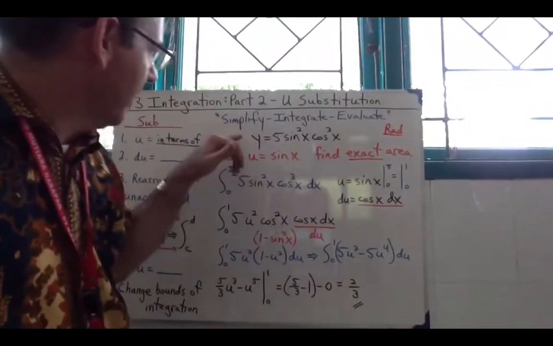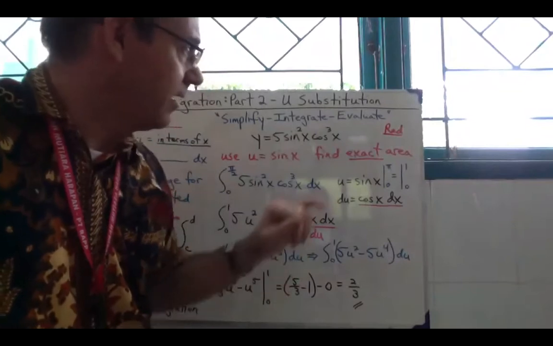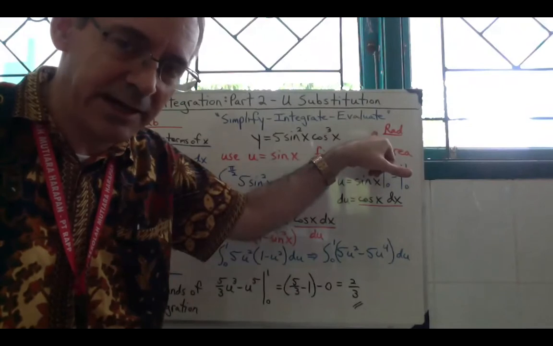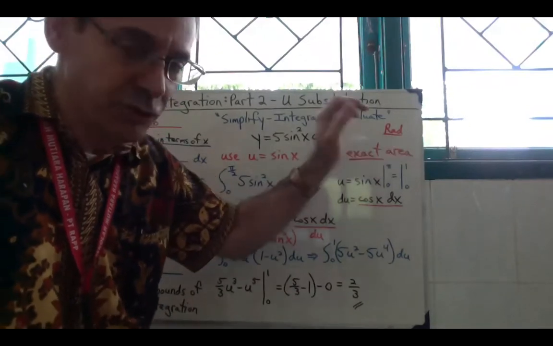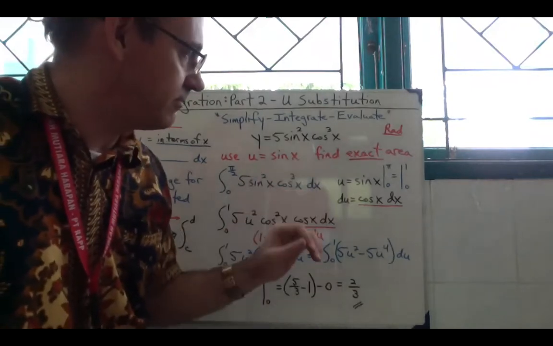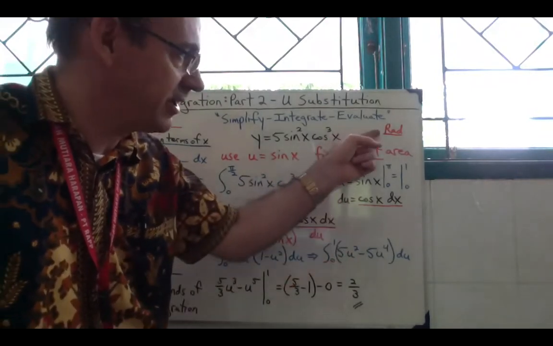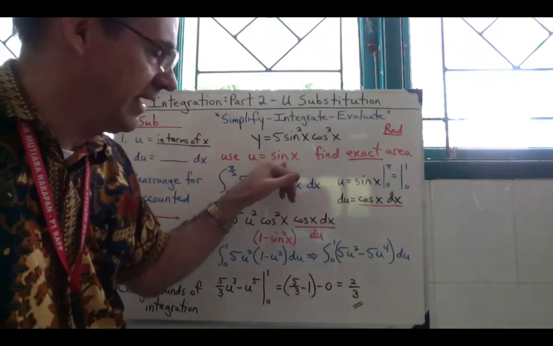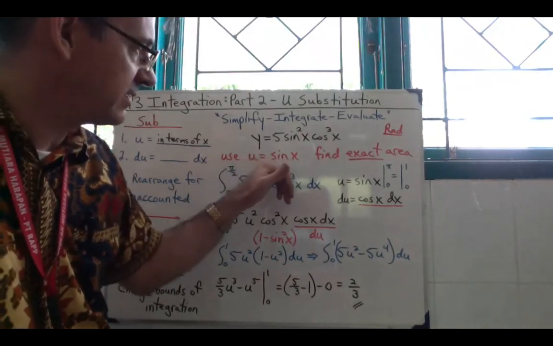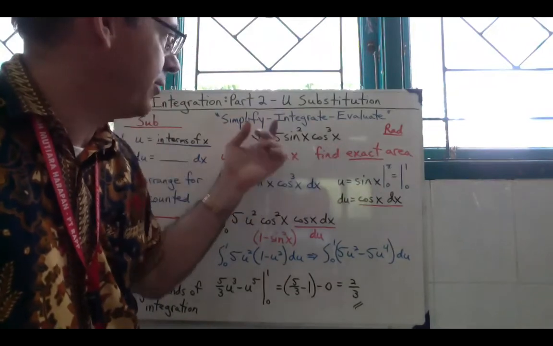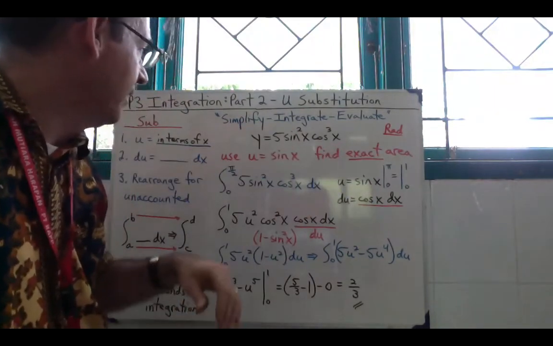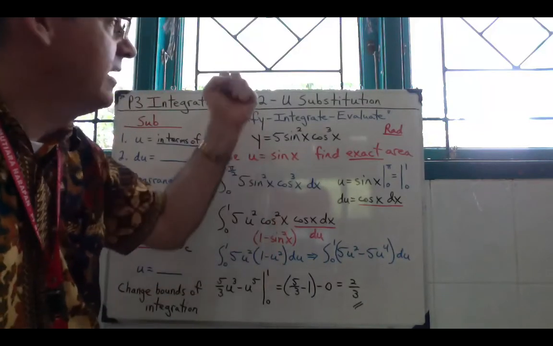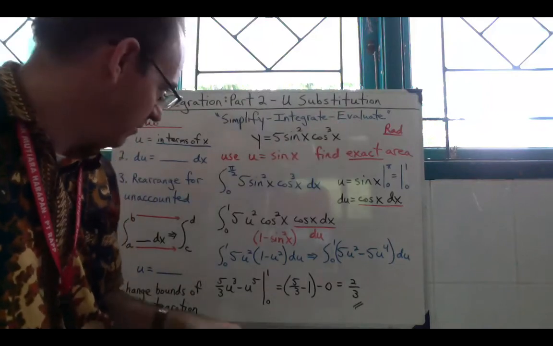Okay, here was the original equation. By the way, don't forget to set your calculator to radians because we are dealing with trigonometry. If you do use your calculator, which you really shouldn't have to, make sure you're in radian mode. It says to use u equals sine x. This is our substitution. Find the exact area, and remember, integrating is our way of finding area. So simplify, integrate, evaluate. First, we simplify by doing the substitution, then we integrate, and then we evaluate.